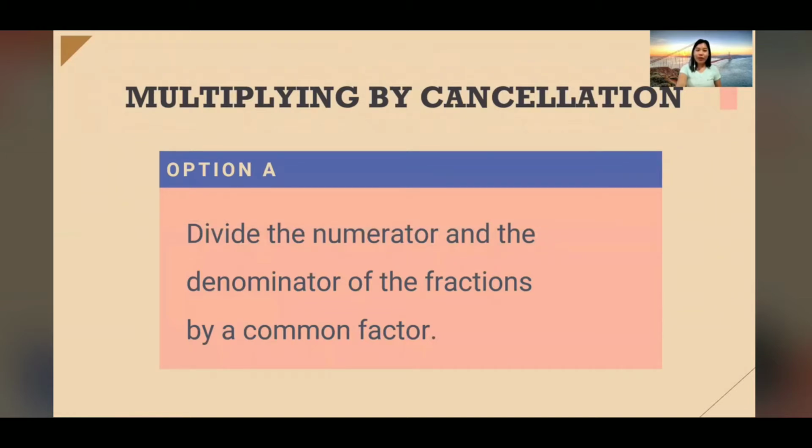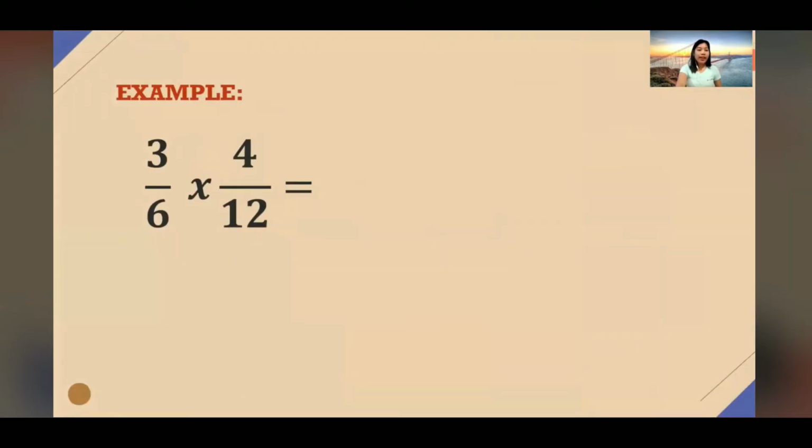Thank you. So just like what you have read, we need to get first the common factor. So here is the first example. 3/6 times 4/12. If we are going to multiply this set of fractions using our traditional way, this is how it goes. 3 times 4 is 12. 6 times 12 is 72, right? And then we need to simplify it.